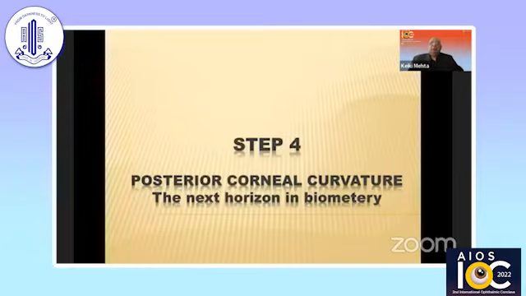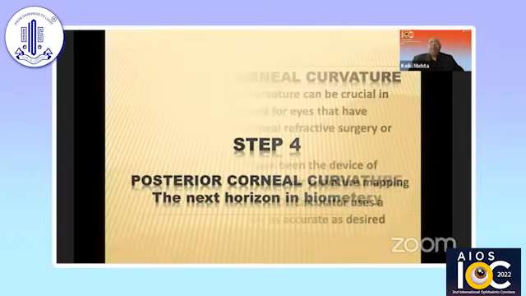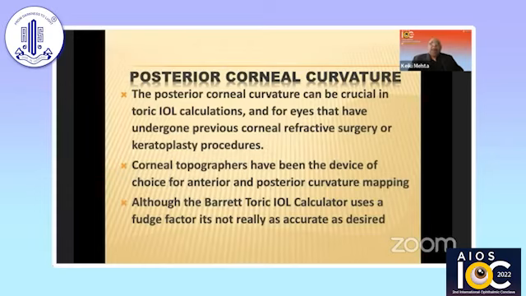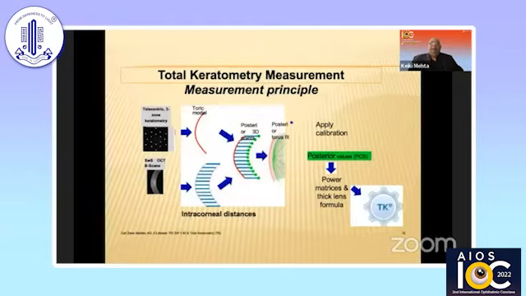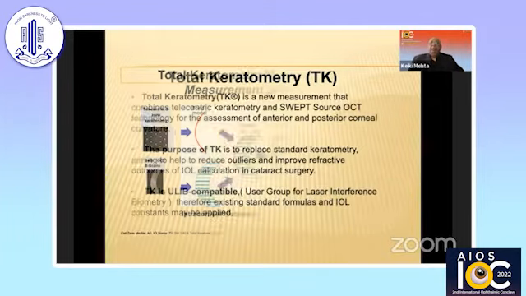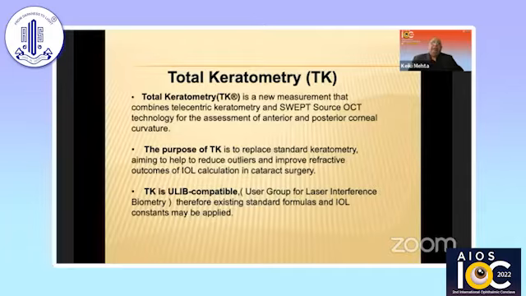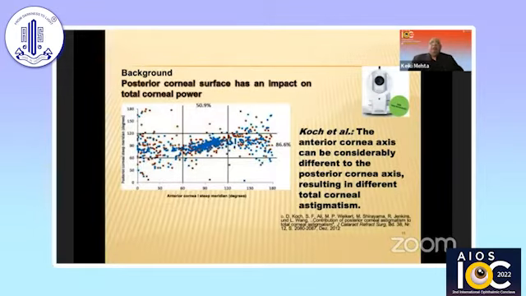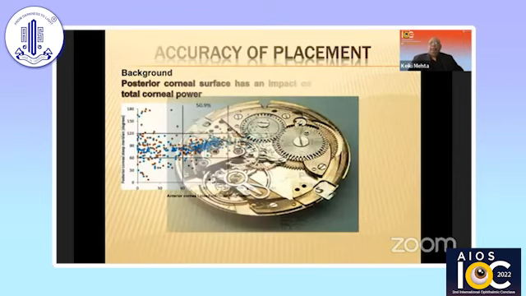The posterior corneal curvature, I think, is something which you always have to take into account. It is crucial. It has been the device choice for anterior and posterior curvature maps. And though the Barrett formula has a fudge factor, the newer formula, the Barrett TK, gives you the ability to take your TK values, or total keratometry values, and apply them with greater accuracy. The advantage of TK is that it gives you much more accurate results for your IOL calculations. The posterior corneal surface has a total impact and is something you need to consider.